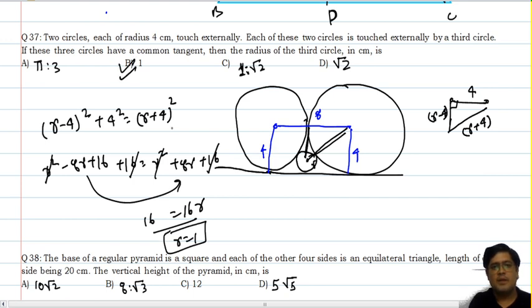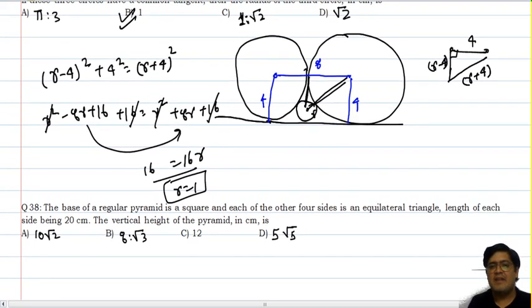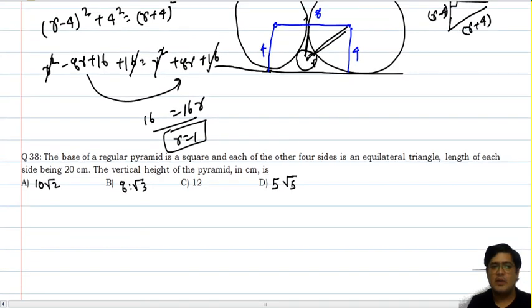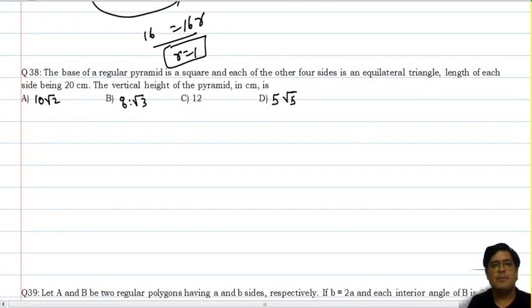Answer option B. Try to connect these centers. You will have r and r related with a right angle triangle. Easier to solve. What do we have here?